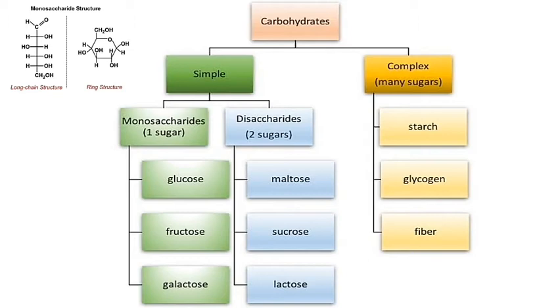The monosaccharide consists of a single sugar molecule, and the disaccharide consists of two sugar molecules which are attached to each other by means of alpha linkages. Now, the monosaccharides can be of different types, that is glucose, fructose, and galactose, and the disaccharides can also be of different types, that is maltose, sucrose, and lactose. The complex sugars are made up of a large number of sugar molecules, which can also be of different types, that is starch, glycogen, and fiber or cellulose.